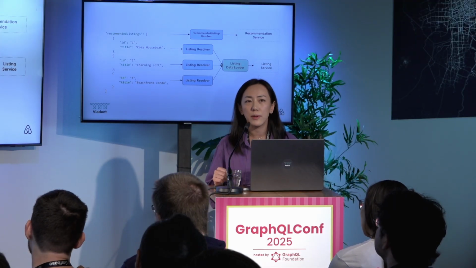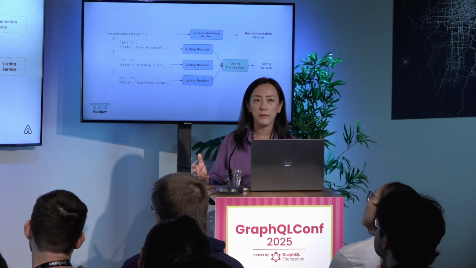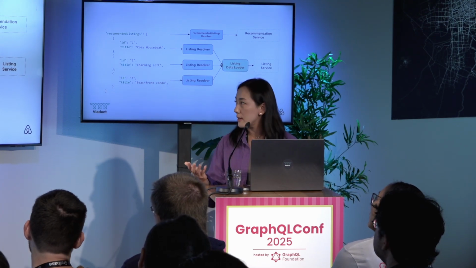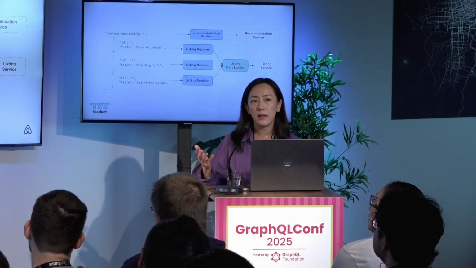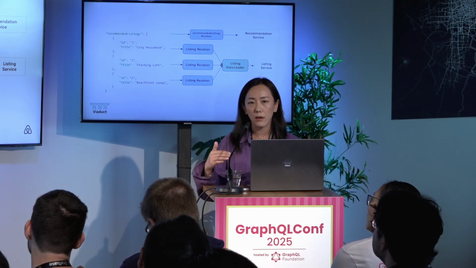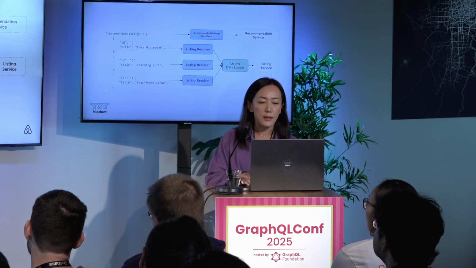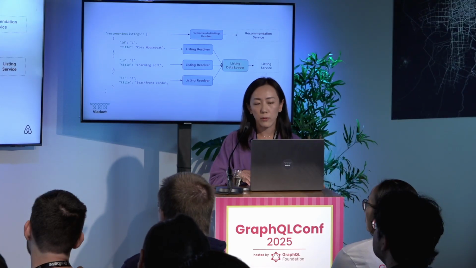So this is a solved problem, right? How many of you here have used data loaders or at least know what they are? Yeah, pretty much everybody. And this is what we use at Airbnb as well. So data loaders solve the N+1 problem by combining multiple fetches into a single request. And so here we can add a listing data loader. And then our listing resolver can call this data loader instead of directly calling the listing service. And then this will handle batching the requests.